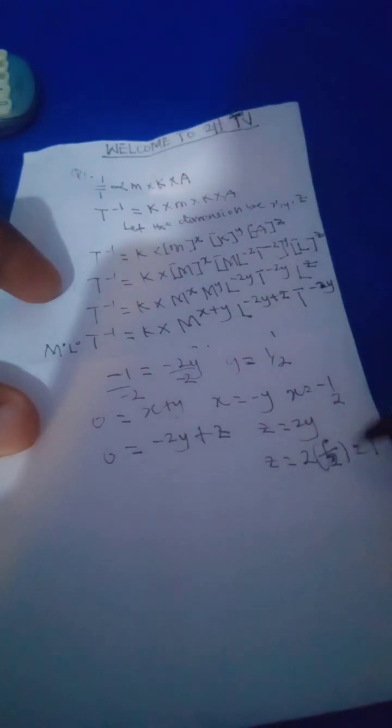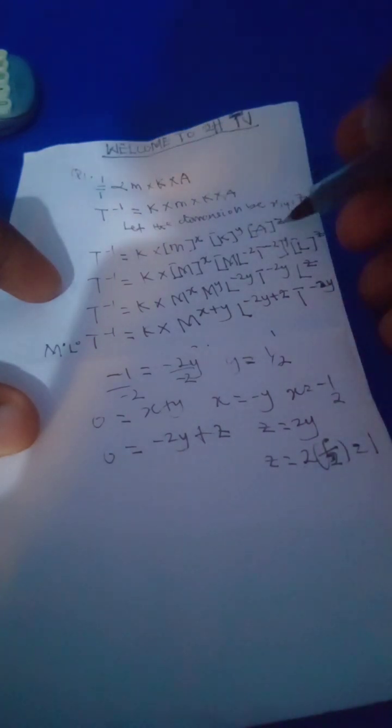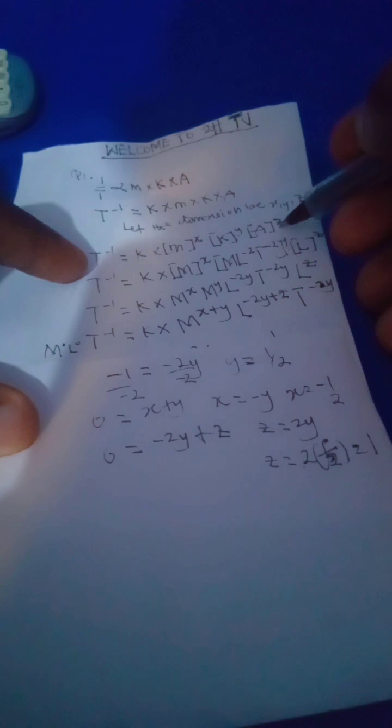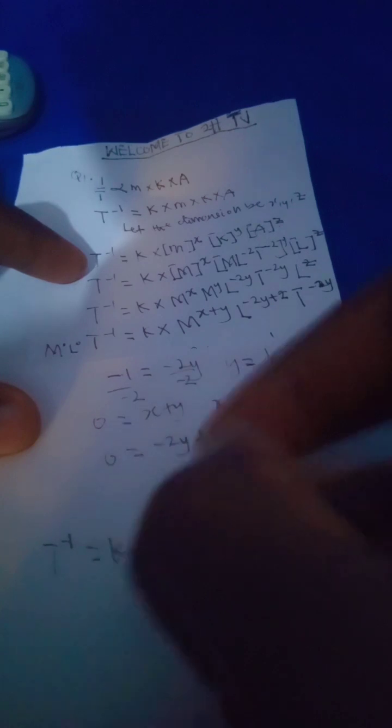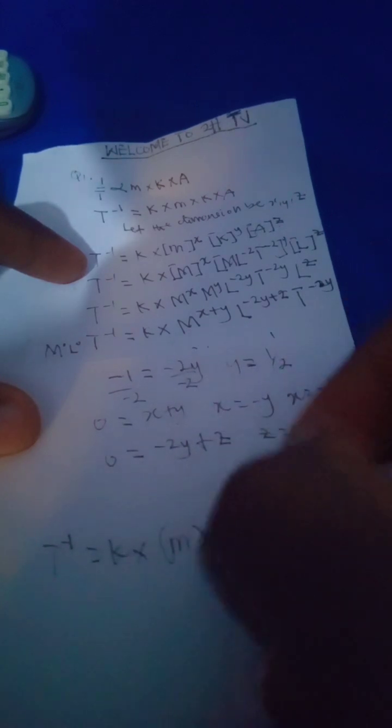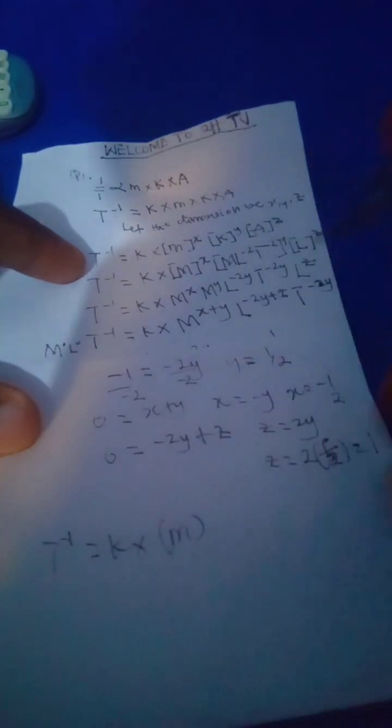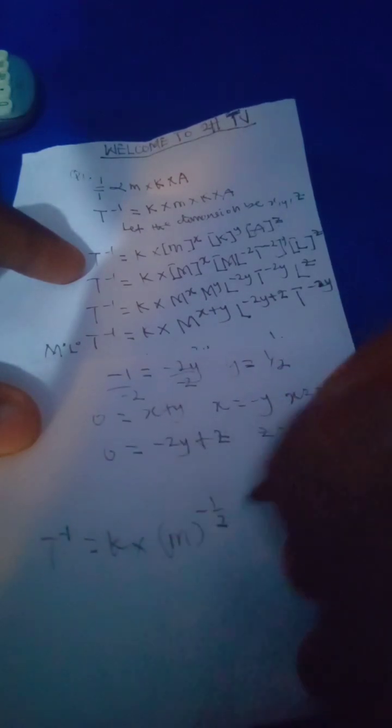We are simply going to input this back into the general equation that we have. So we will now see our final equation. T^-1 is equal to k multiplying m. Now we know our x value is negative 1, so raised to the power negative 1.